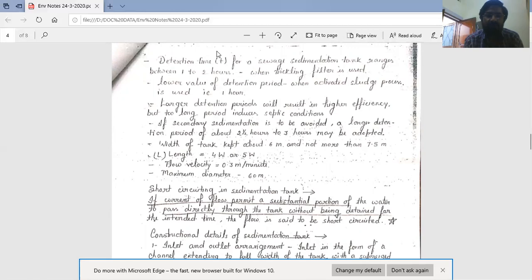So this is the process of sedimentation for water treatment, the first operation in water treatment or sewage treatment.